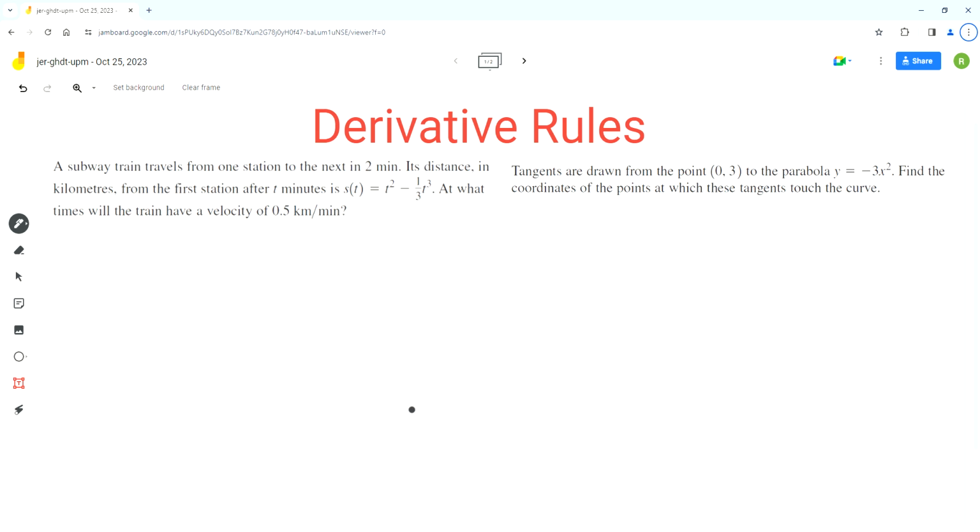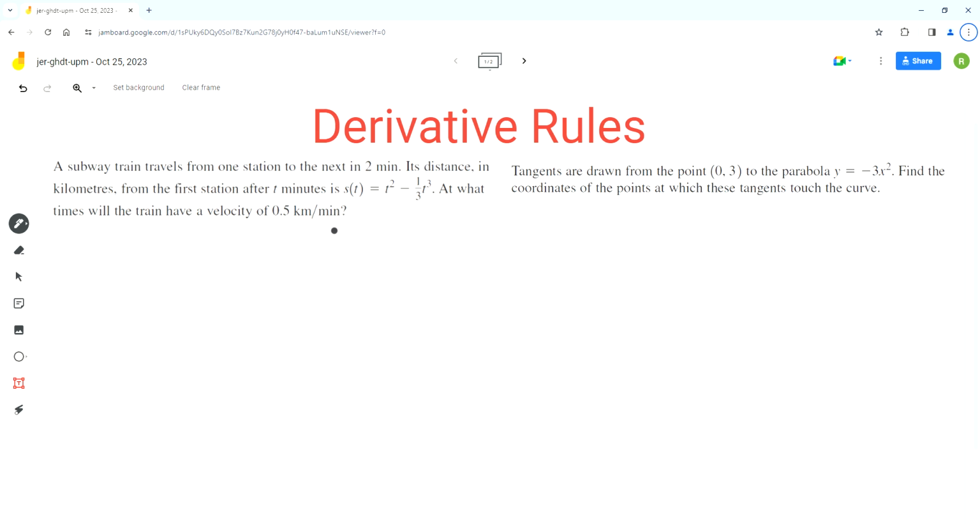So in this video, we'll use the derivative rules to solve these word problems. As per the first problem, a subway train travels from one station to the next in 2 minutes. Its distance in kilometers from the first station after t minutes is s at t equals t squared minus 1 over 3 t cubed.